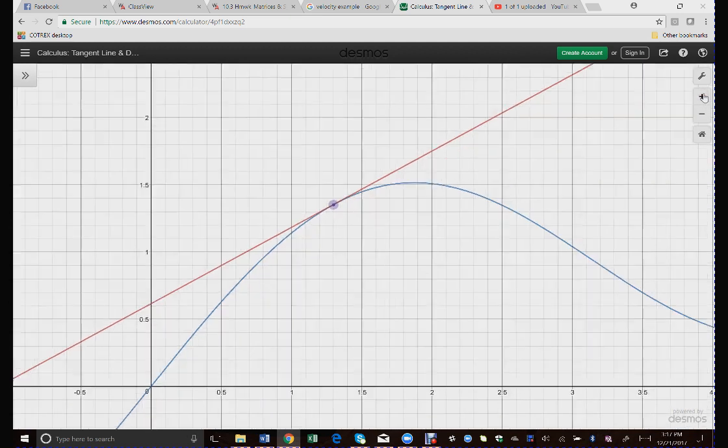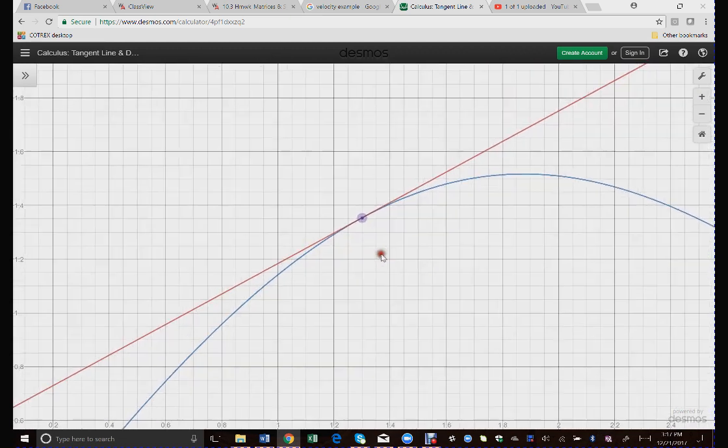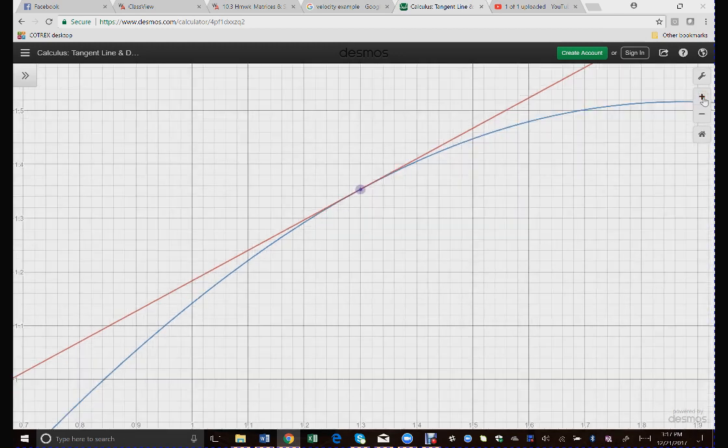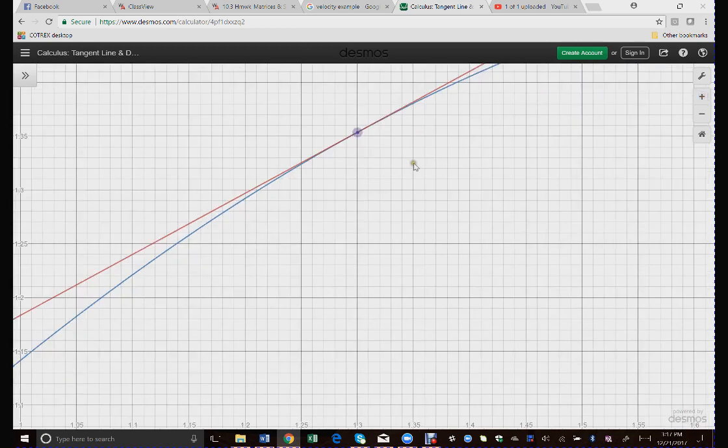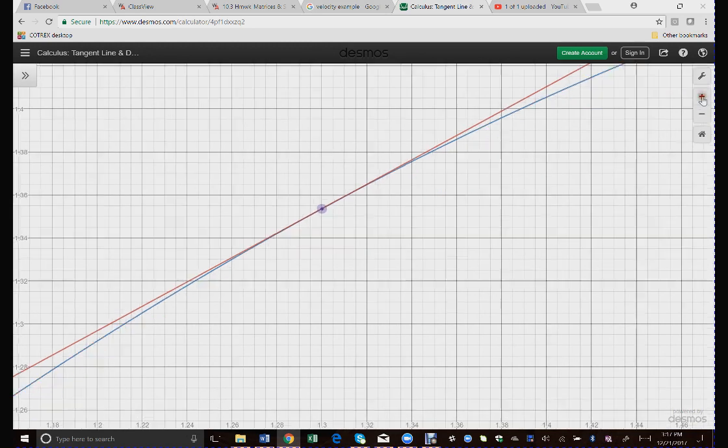And as you zoom in, what I want you to notice about the graph is the graph of the curve is looking more straight at that point. I'll continue to zoom in. And I zoom in. Now notice, here's the curve, here's my tangent line. But as I zoom in, it's looking more straight. And I want you to think about that for a second.